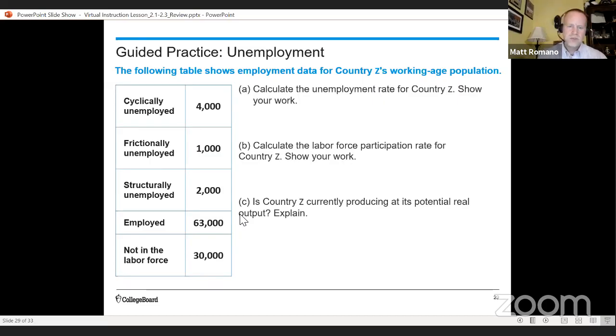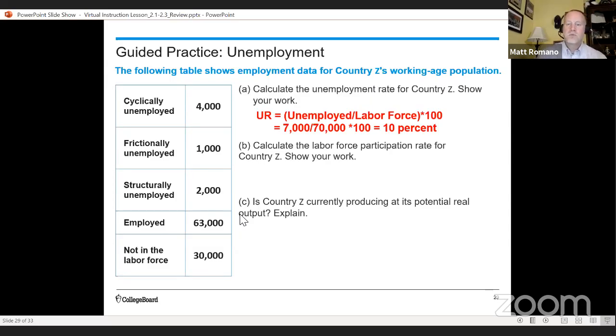Well, how do we do that? Well, it's the number unemployed divided by the labor force. How many are unemployed? Well, 4,000 plus 2,000 plus 1,000, 7,000. What's the total labor force? That was employed plus unemployed. So that's 7,000 plus 63,000 is 70,000. We take 7,000 divided by 70,000 times 100, we get 10%.